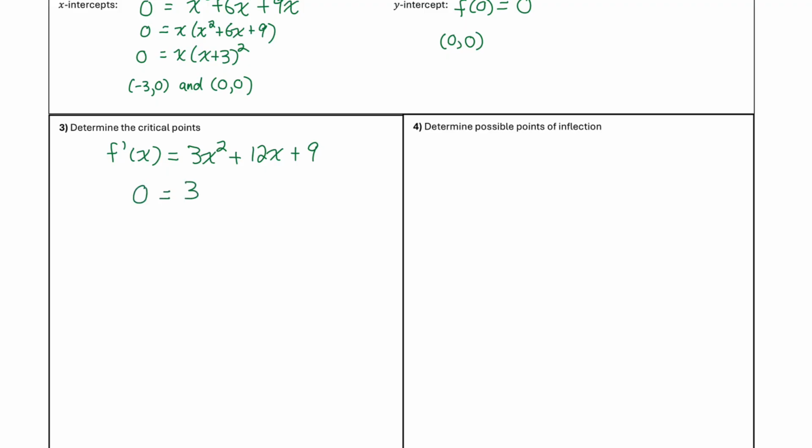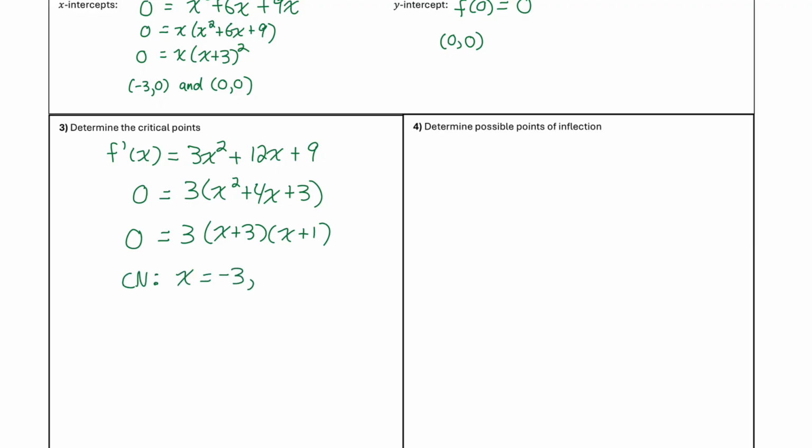I'll common factor out a 3 from all of the terms, and then this quadratic is factorable. The numbers that multiply to 3 and add to 4 are 3 and 1. So this would factor to x plus 3 times x plus 1. And then the product of those factors would be 0 if any of the factors were 0. X plus 3 would be 0 if x was negative 3, and x plus 1 would be 0 if x was negative 1. So my critical numbers are x equals negative 3 and negative 1.